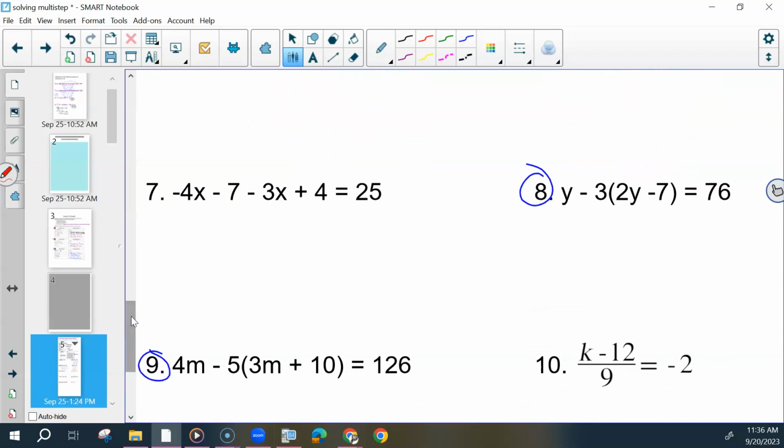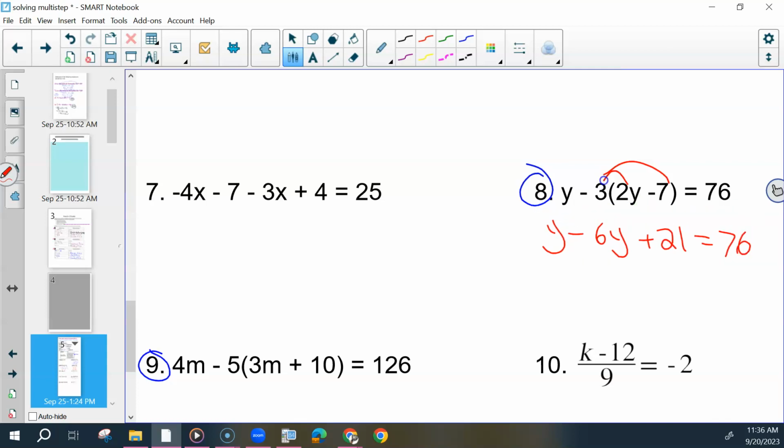Number 8. What do you think would be our first step? Distribute. Yes. Multiply the -3 to everything inside. We have y minus 6y plus 21 equals 76.